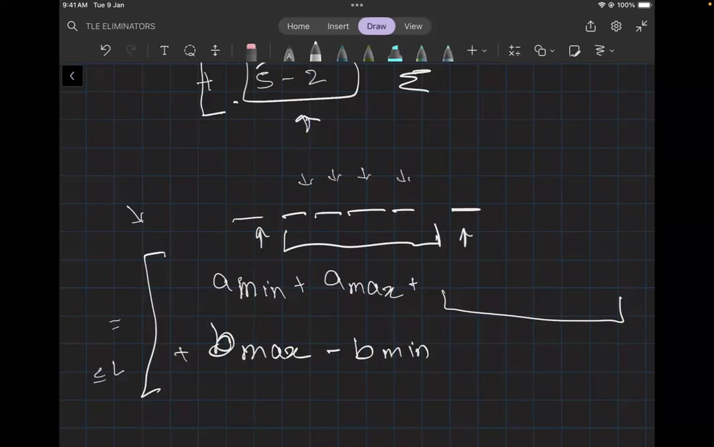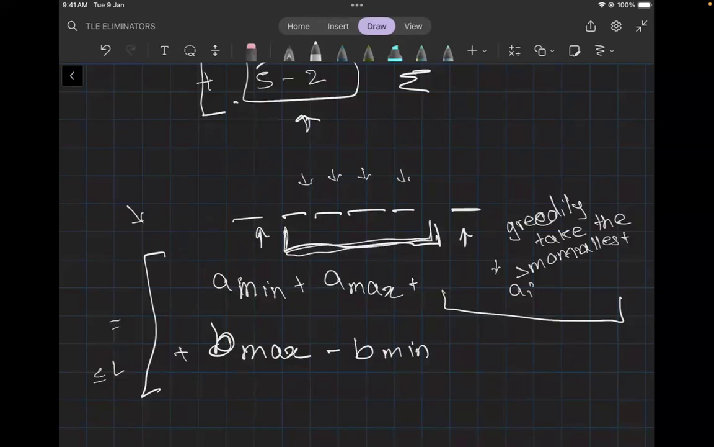Don't you guys agree that if I greedily take the smallest AI values in this range, it will always satisfy this constraint that I said, that it has to have min be this and max be this. It will result in the set with the largest size.